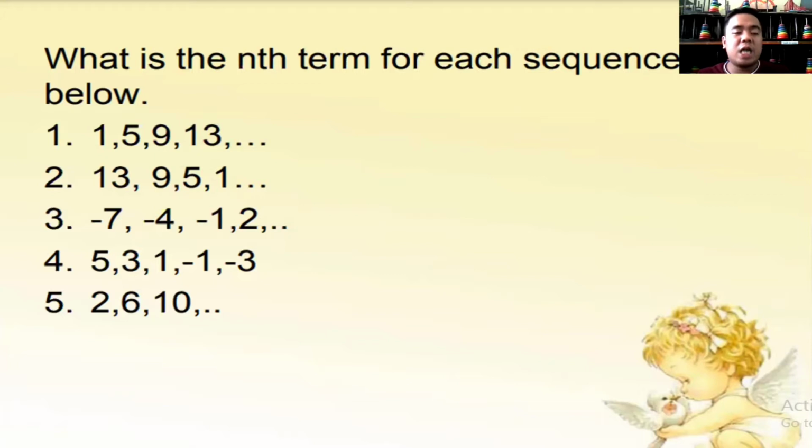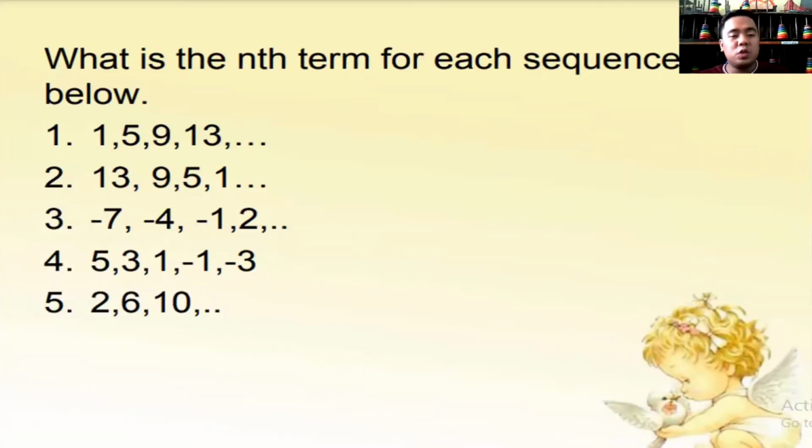For the second number, it is being added by negative 4, right? Number 3 is being added by positive 3. And number 4 is being added by negative 2, right? And number 5 is being added by positive 4. So there's a constant number being added. So that example is an arithmetic sequence.